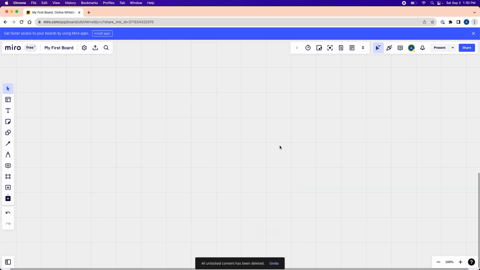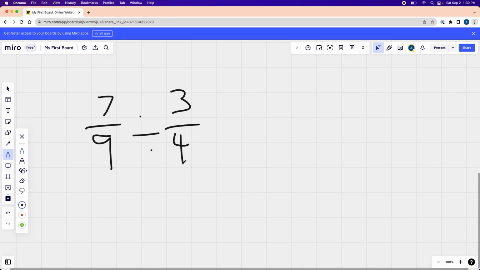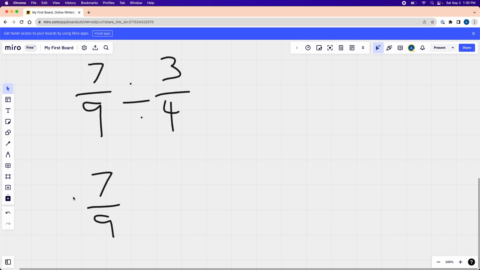All right, let's go ahead and go through one more here just for good luck. Let's say we have 7/9 divided by, let me write that a little bit better here. We're going to say 7/9 divided by, let's say, 3/4. We can just rewrite this again as 7/9 times 4/3 instead.